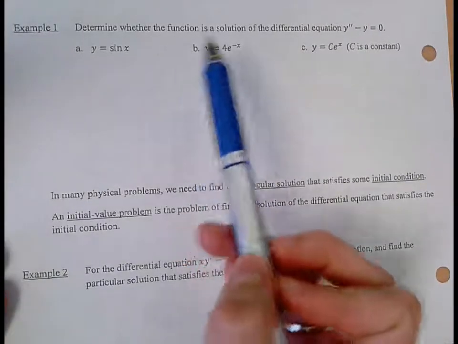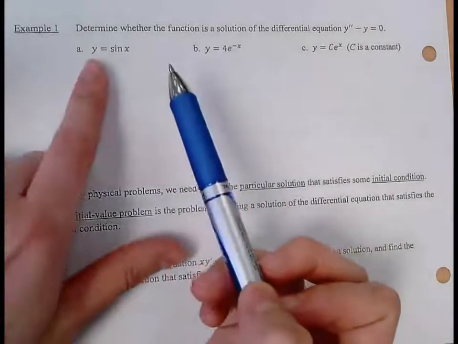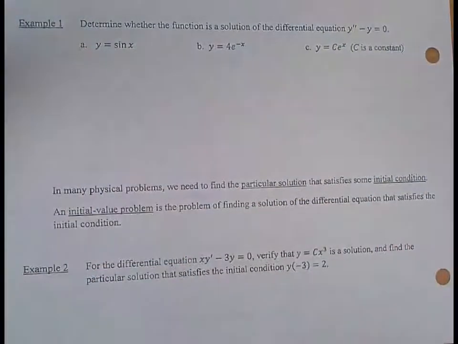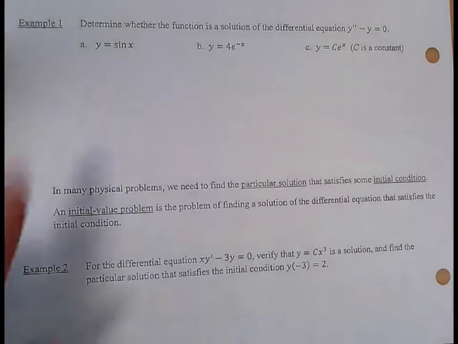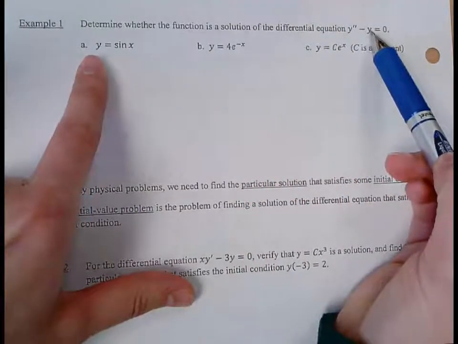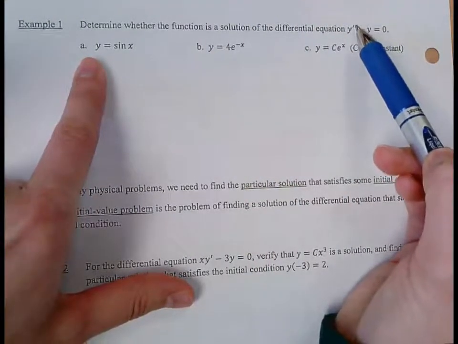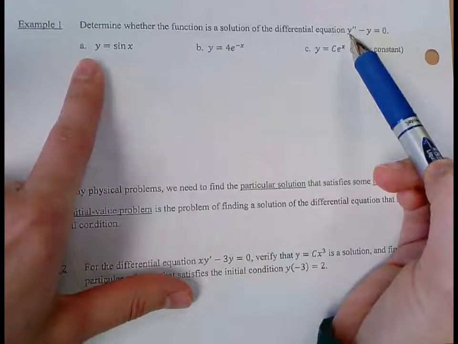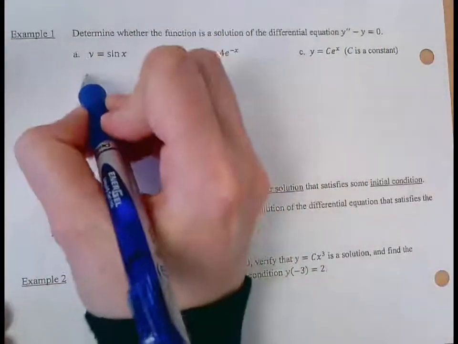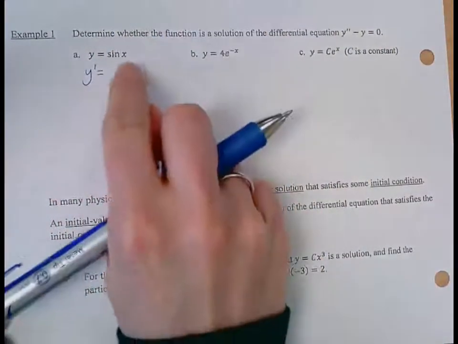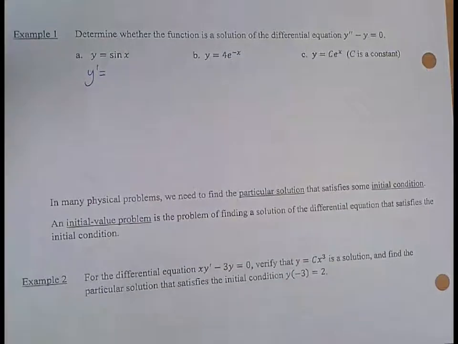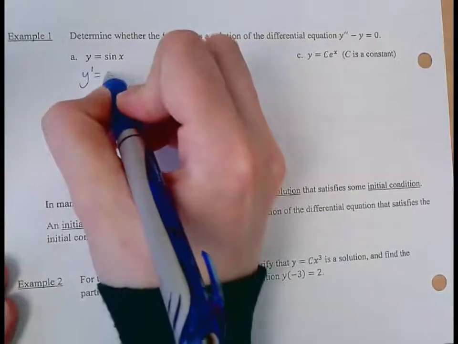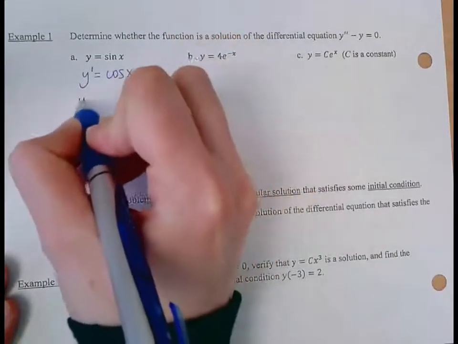To determine if it's a solution, you are substituting in the function itself and any of the derivatives that are in the equation. So where I see y here, I would substitute in sine of x. But before I substitute this in, I would need to know what y double prime is, so I can substitute that in as well. So if I have y as sine of x, what would y prime be? Cosine of x. What is y double prime?